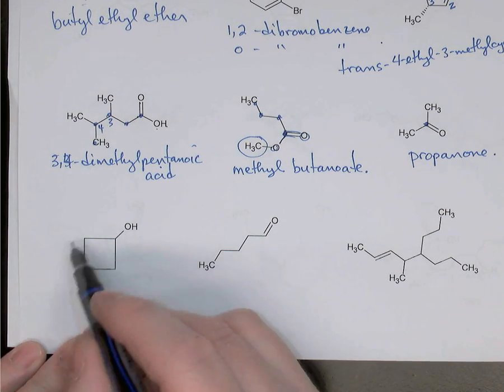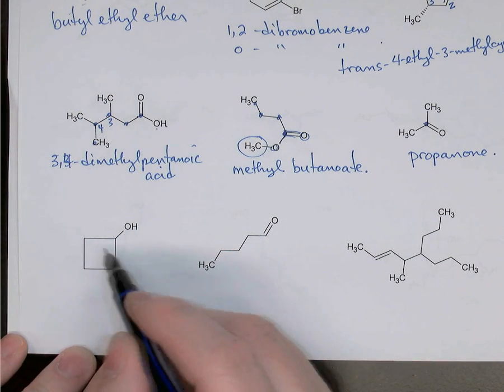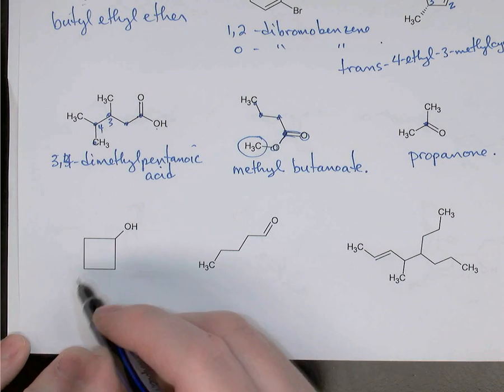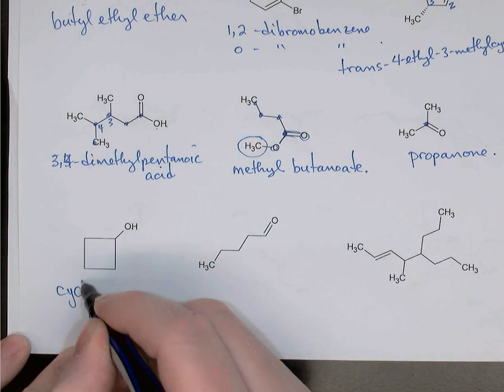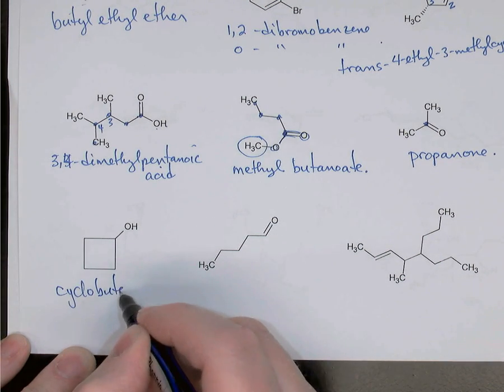Next we have 4-carbon rings, so this is cyclobutane with an alcohol attached, cyclobutanol.